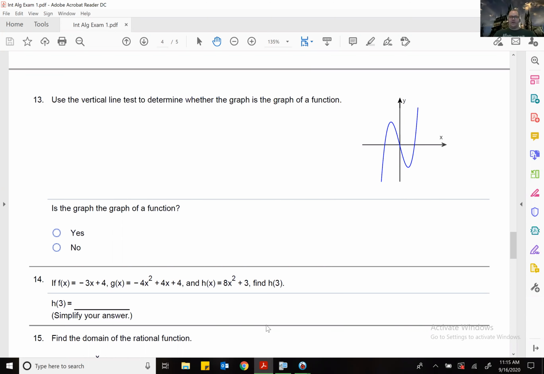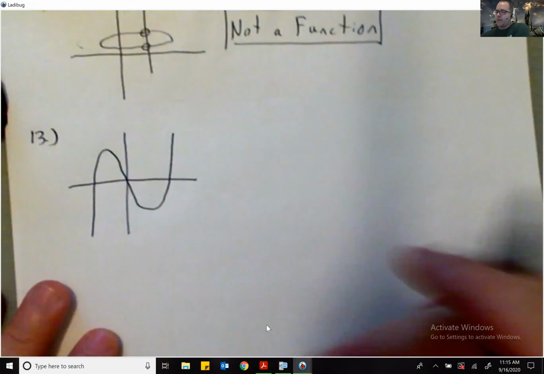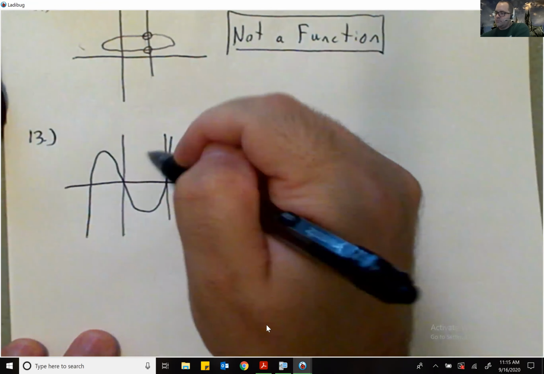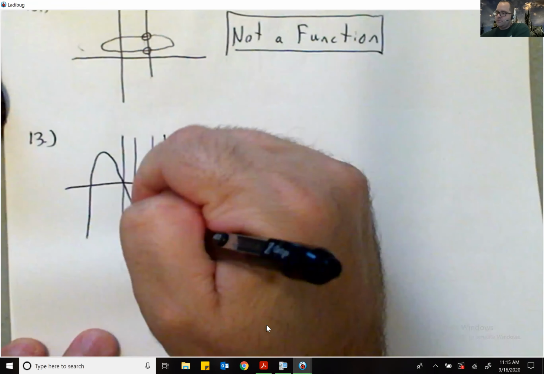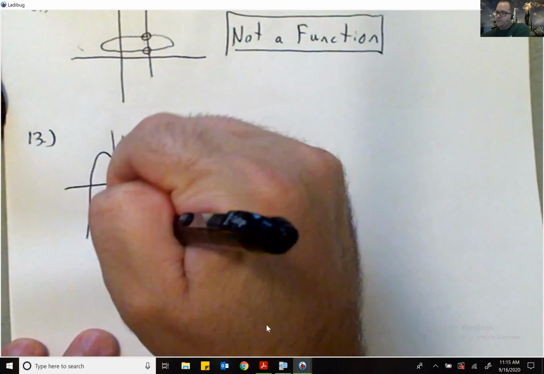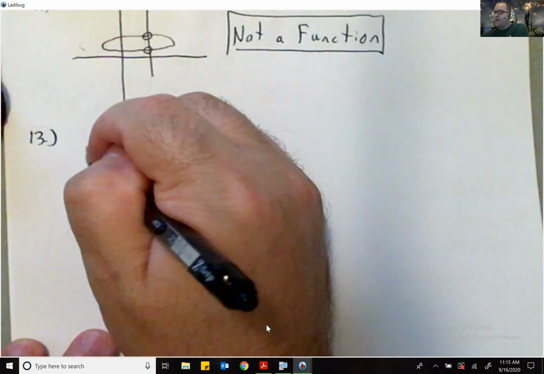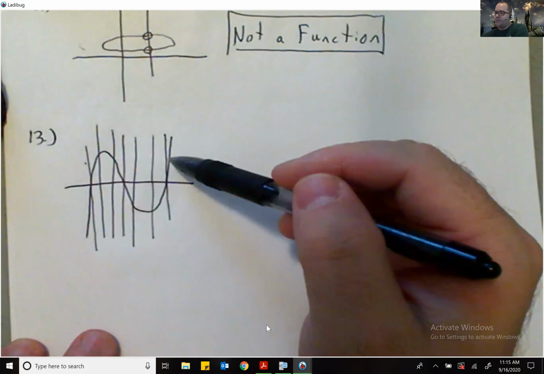All right, here it is. So if I draw in vertical lines, there's one, there's one, there's one, vertical line, vertical line. That's a horrible vertical line, but vertical line. How many times are my vertical lines hitting my graph here?